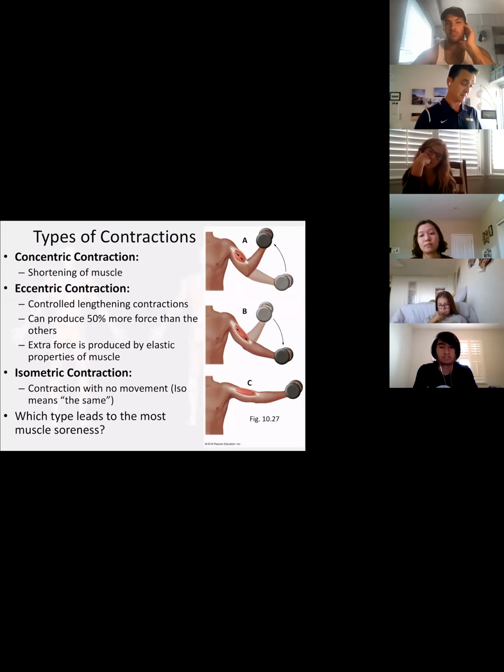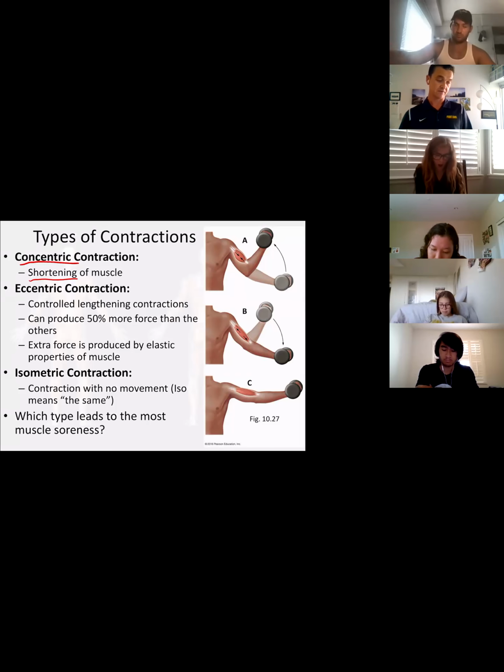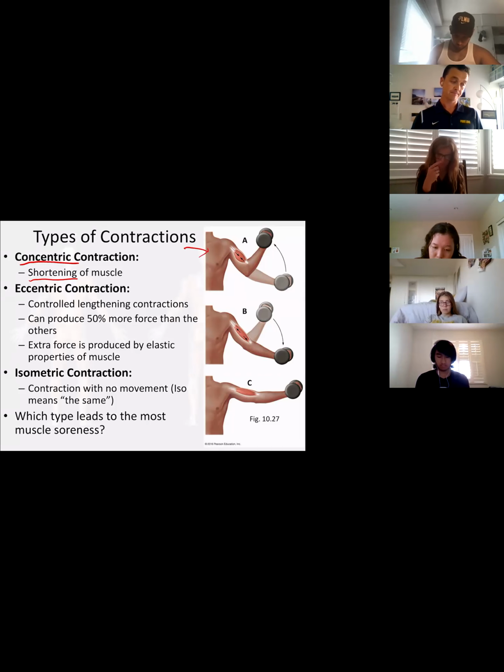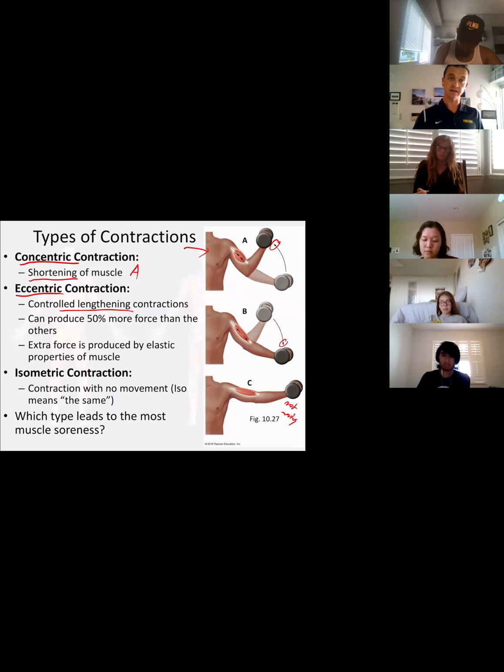The first contraction type is called concentric, and this is the shortening type. If we're connecting it to these 3 over here, you can go by the little arrows, right? This one's going up, this one's going down, and this one's not moving. So A would be the shortening one. Then eccentric contraction is a controlled lengthening contraction, right? This is the one where you hold it and you're just bringing it down in a controlled fashion. That's called an eccentric contraction.